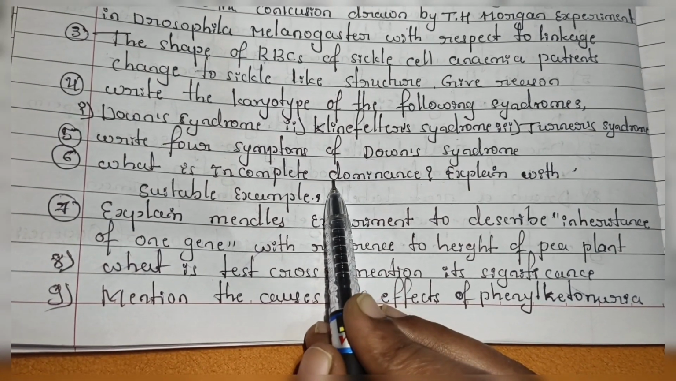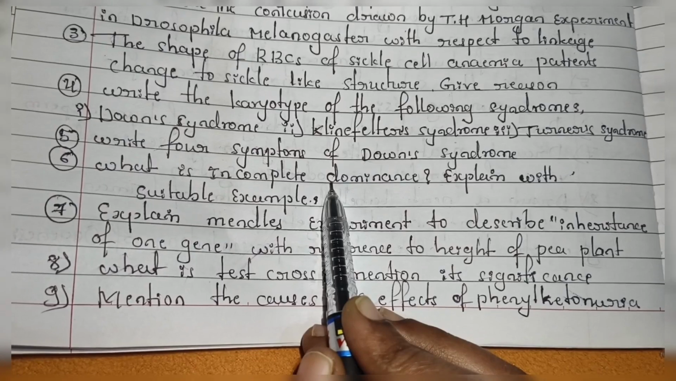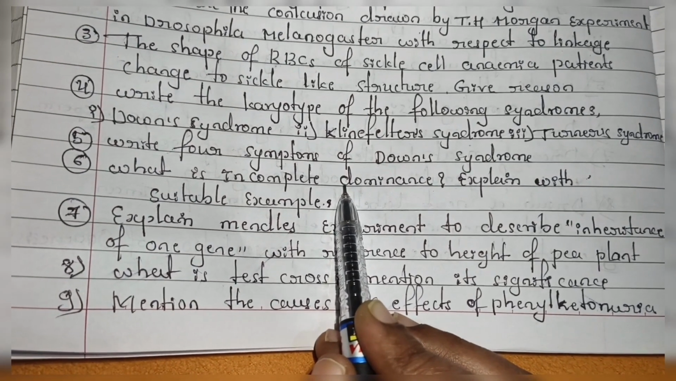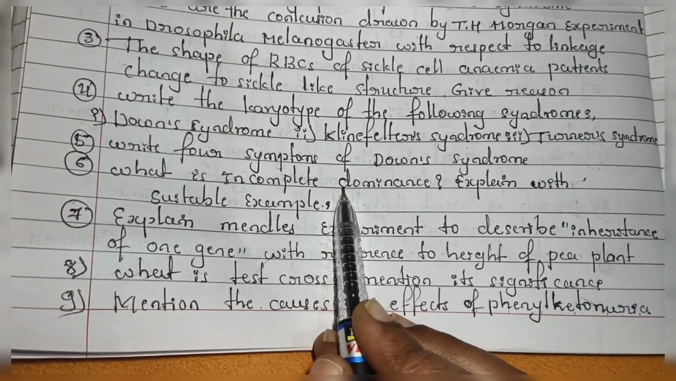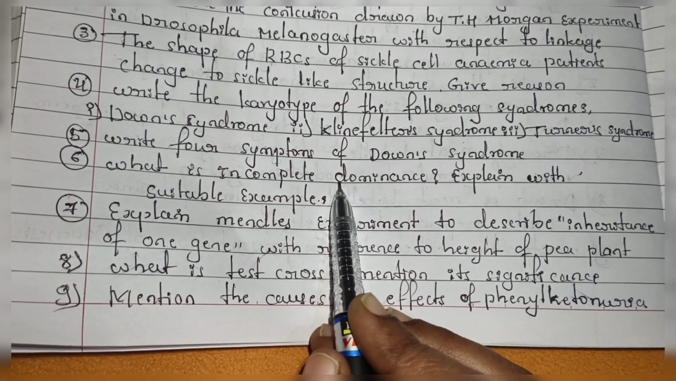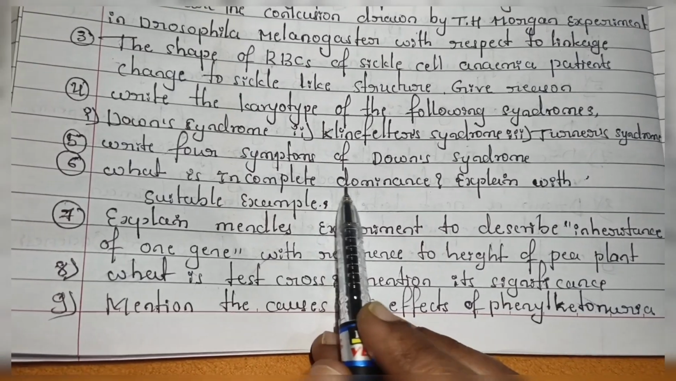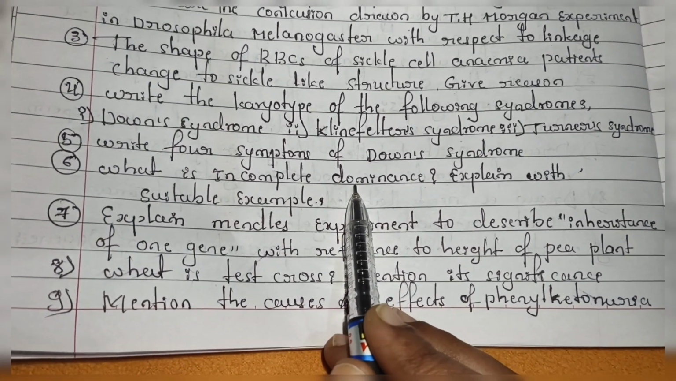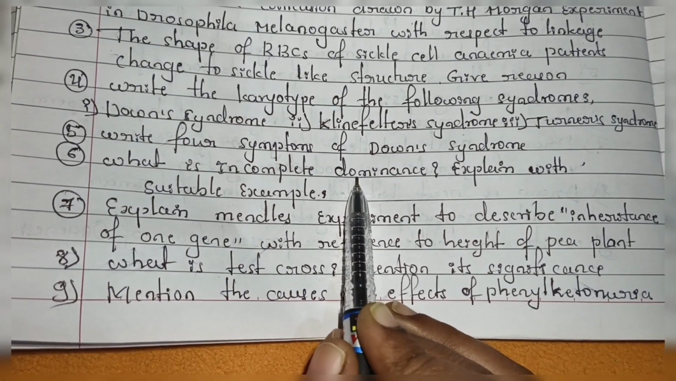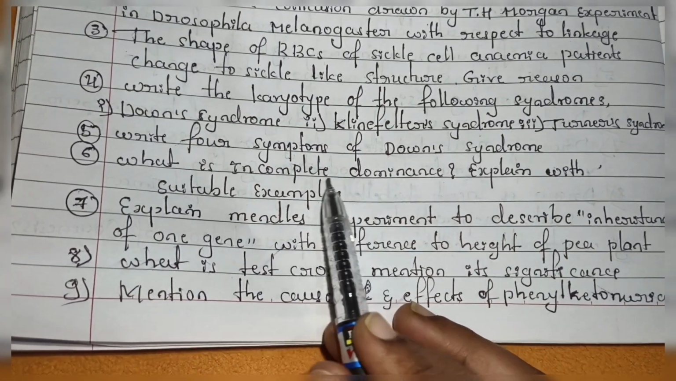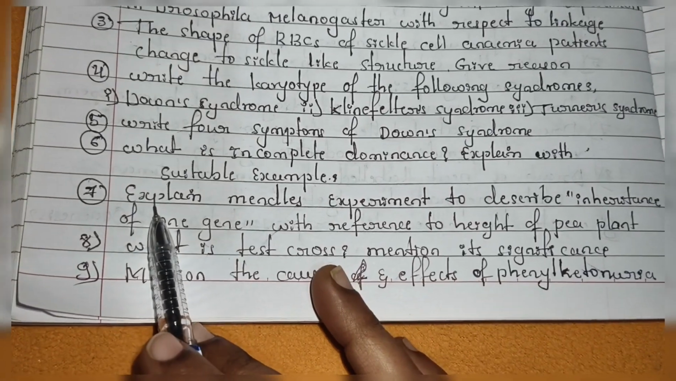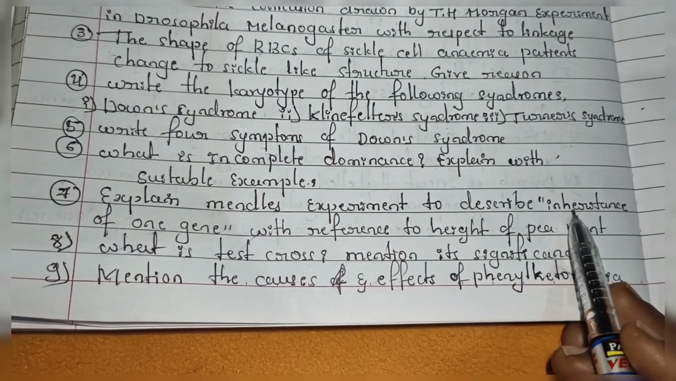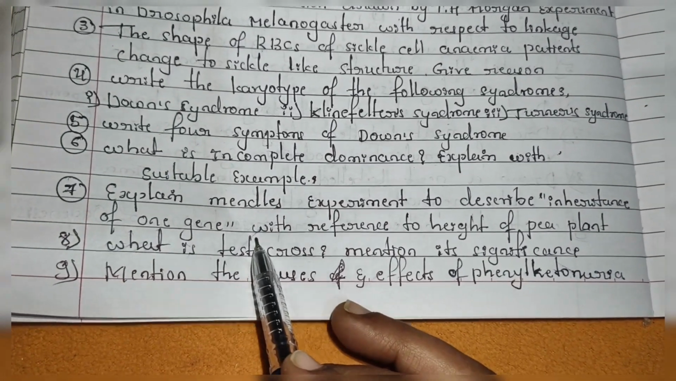Incomplete dominance means the dominant allele shows its character only half, so that's why they give a different type of trait. For example, in the dog flower plant, they cross white and red dog flower plants, and it forms a pink color. Because the dominant allele expresses its character only half, that's why we call it incomplete dominance.